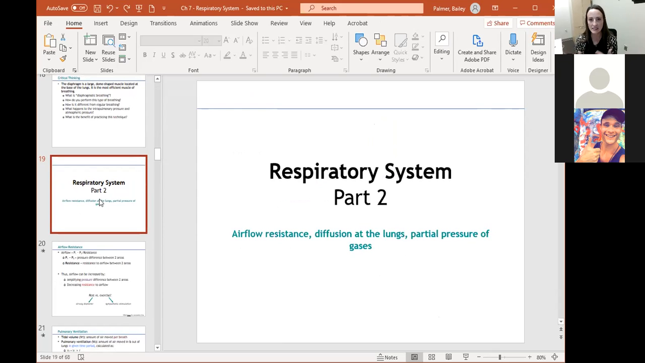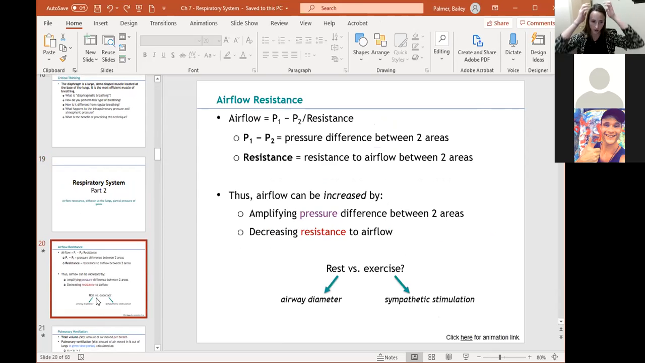Now we get into airflow and what the factors involved in airflow are. First, let's talk about what determines how much air is flowing to a certain area. We have two factors. We have pressure differences, which we already went over, the difference between two areas. And then resistance, that one's easy to understand. If there's a resistance, there's going to be less airflow. Same with blood flow: if there's a resistance, blood or air cannot move to that area.